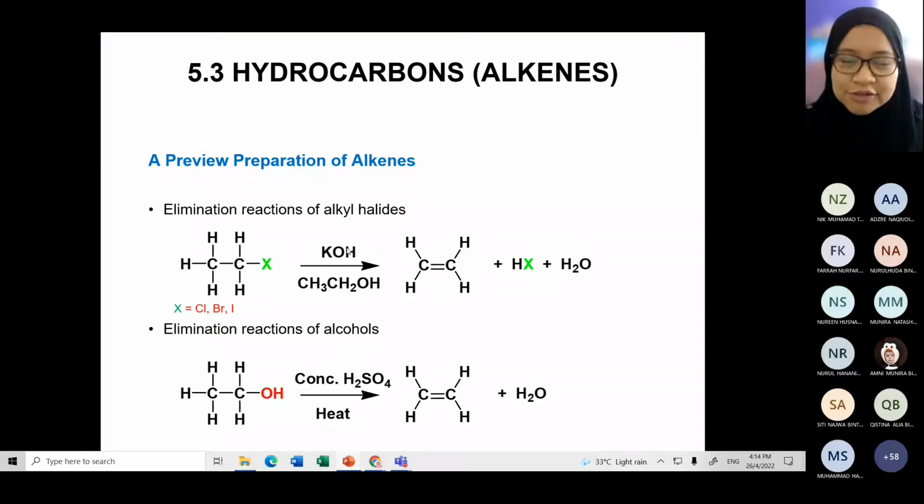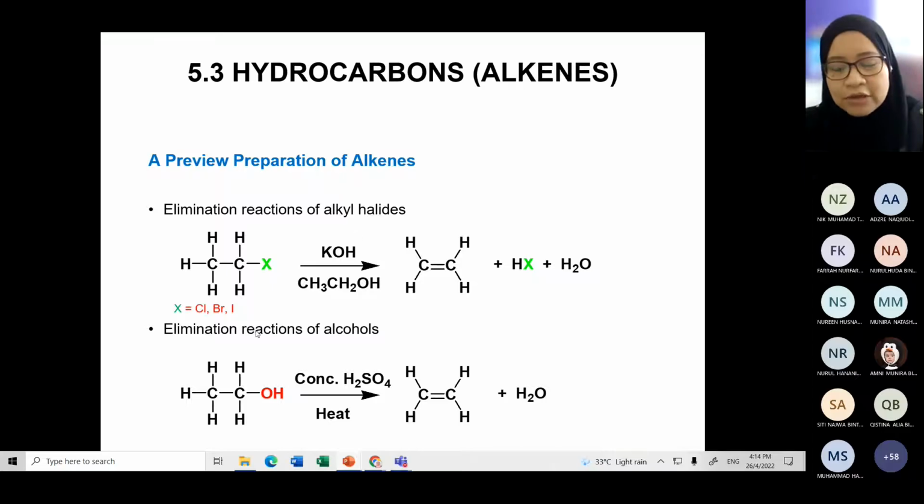In the earlier slides for alkanes last time, we had UV light, right? UV light, and that is the condition. So these are the reagents that we need in order to produce alkenes from alkyl halide.